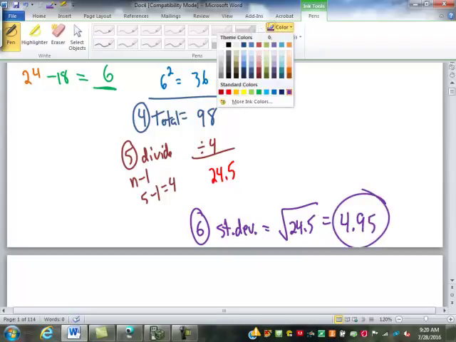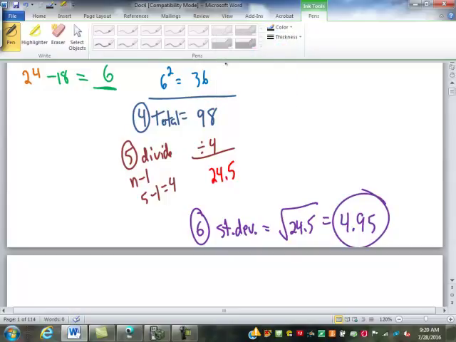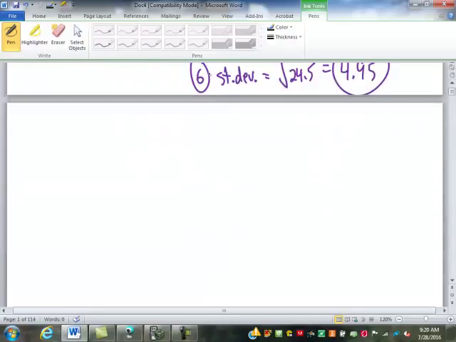How many of you had 4.95 for your standard deviation? Good. How many are confident you can do that on a test? Like maybe Tuesday? Okay. No hints there at all. You think? Yeah. Who knows?